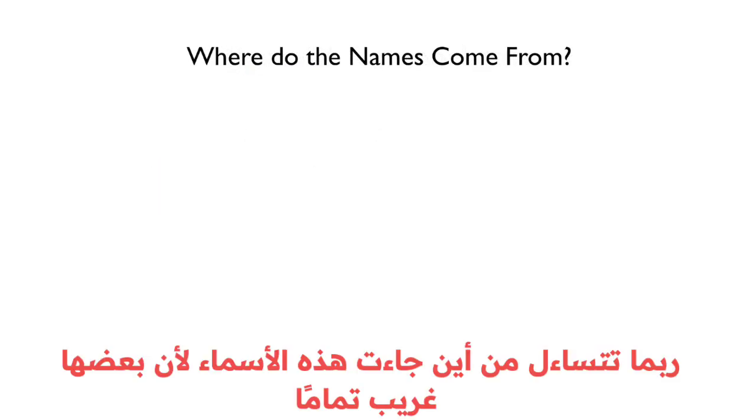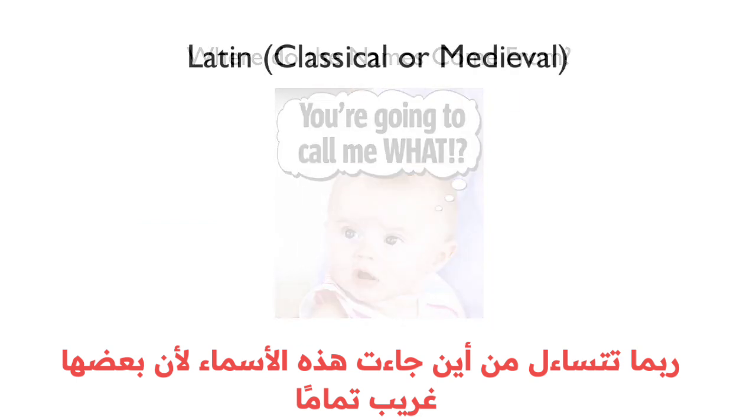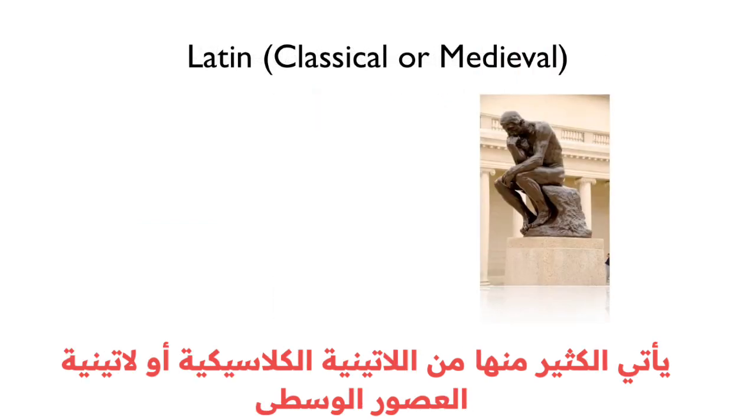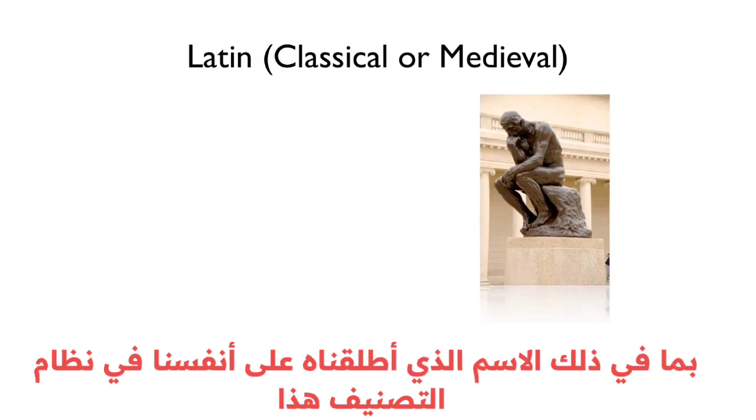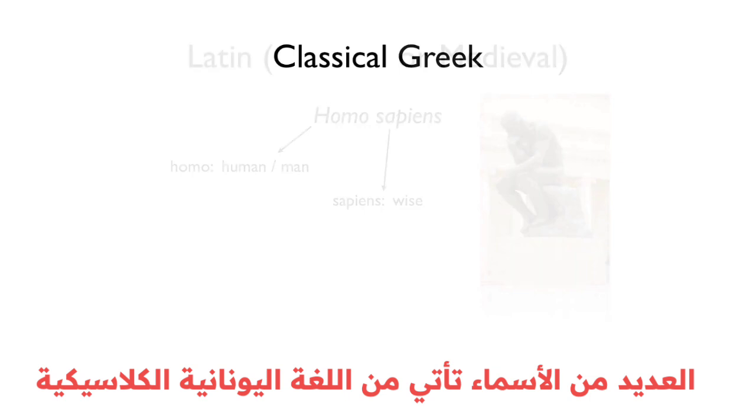You might wonder where these names come from, because some of them are downright strange. Many of them come from classical or medieval Latin, including the name that we gave ourselves in this classification system, the name Homo sapiens, which means basically wise man.